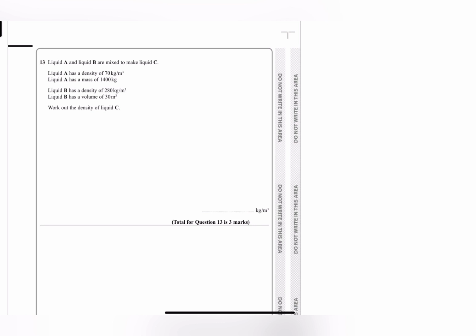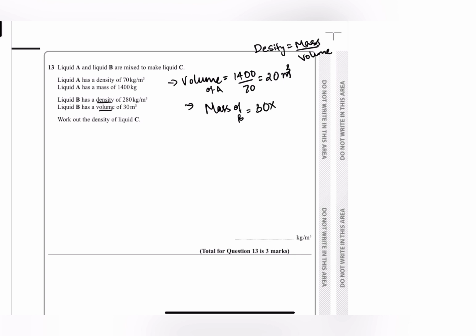Liquids A and B are mixed to make liquid C. Liquid A has a density of 70 kilogram per meter cube, and liquid A has a mass of 1400 kilogram. So you can find volume from here for the liquid A. You know density is equal to mass over volume. So volume will be mass over density. You have to find the density of C. So first you find volume of A, which is 1400 over 70, which you get 20 meter cube. Similarly, you have density and volume given for B, so you can find mass of B, which is 30 times 280, which is 8400 kilogram.